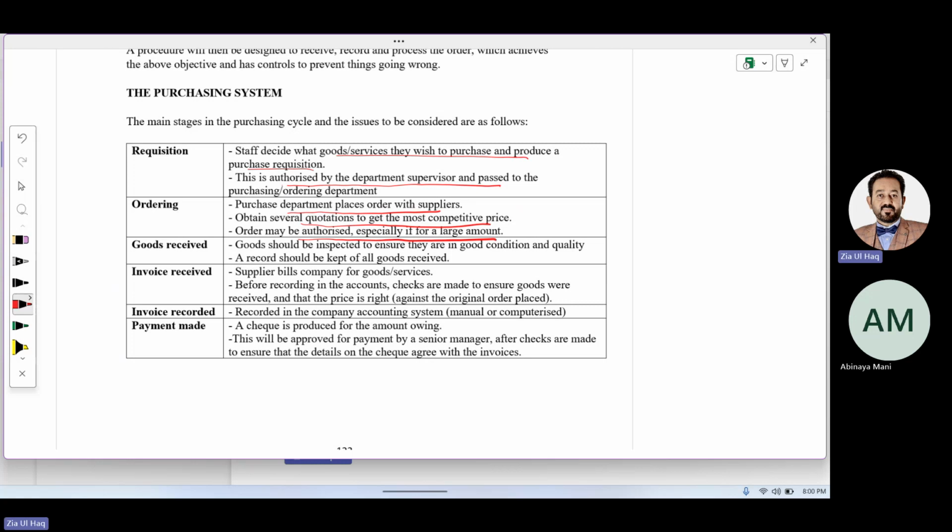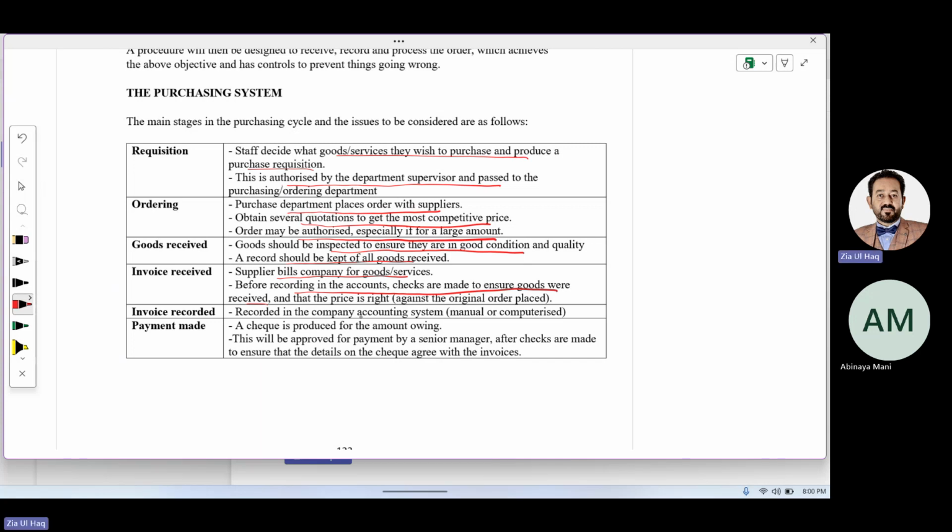And while receiving goods, inspect to ensure they are in good condition; quality check and quantity check should also be performed. And for the invoice, the supplier bills the company for goods or services, so record it in the accounts and check to ensure goods were received, comparing with the GRN and order.